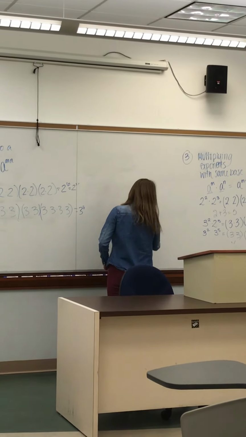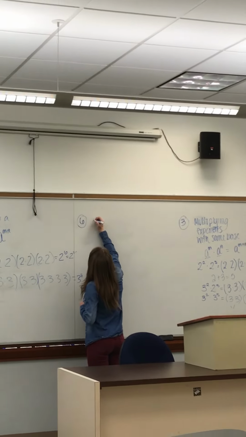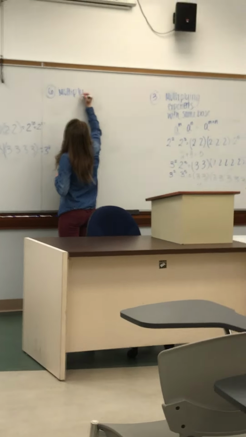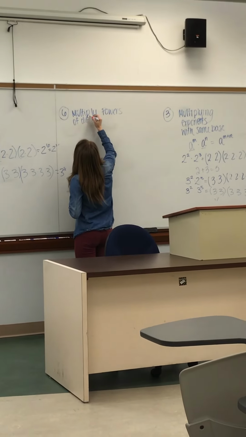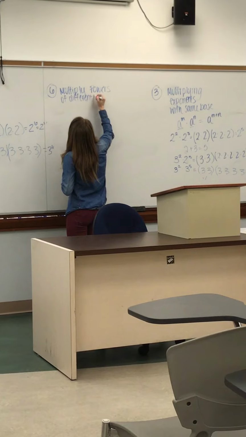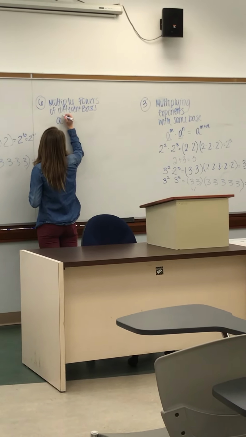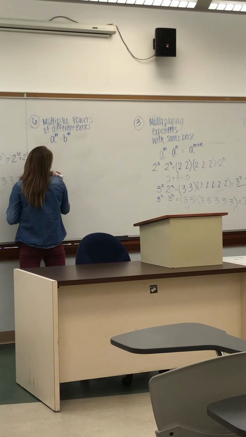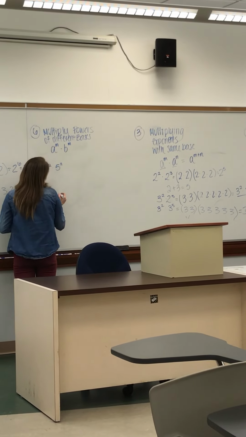Okay, for this one, we are going to learn how to multiply powers of different bases. So that's like saying A to the M times B to the M. So in this case, let's think of 2 squared times 5 squared.